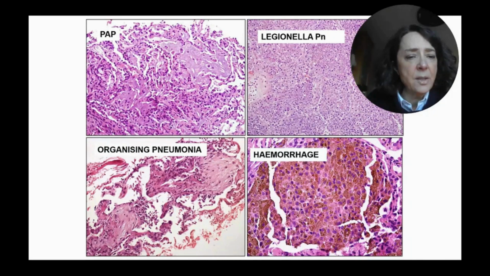Organizing pneumonia is these plaques of fibroblasts occupying the alveolar spaces. This is a cryobiopsy as well. And this is another cryobiopsy, and even though it seems very dramatic, this patient had cardiac failure.